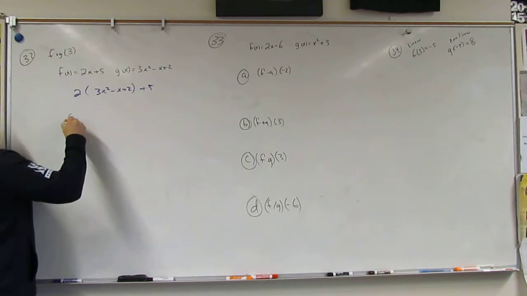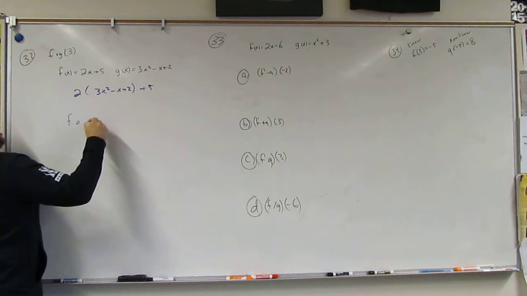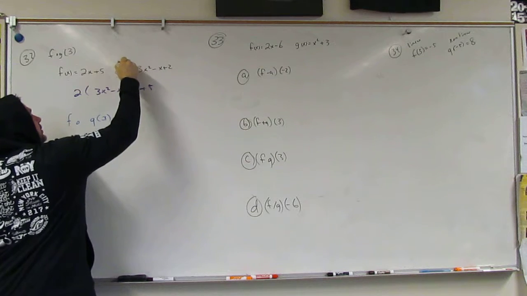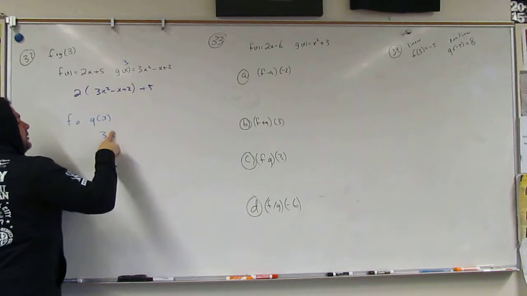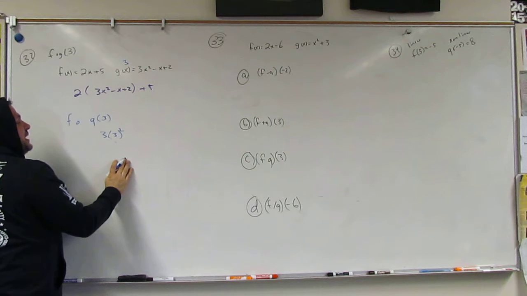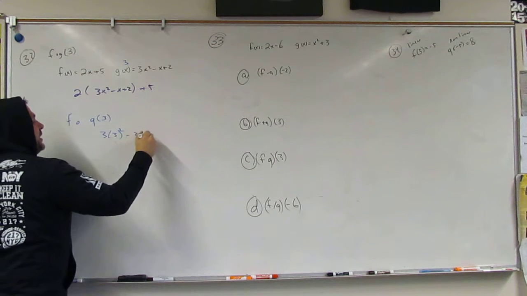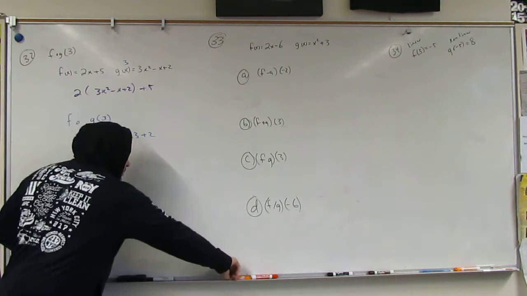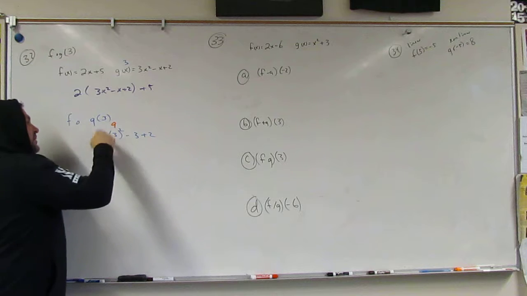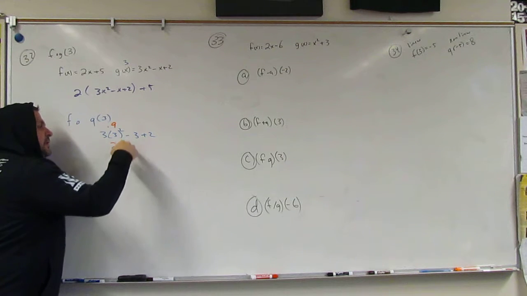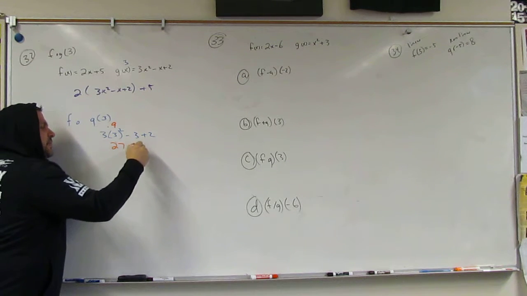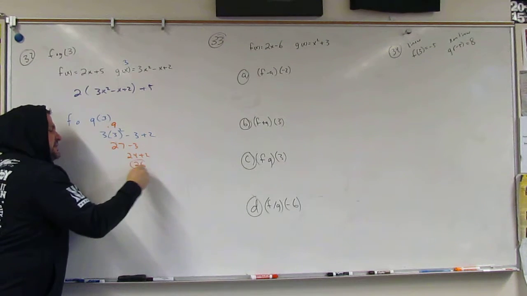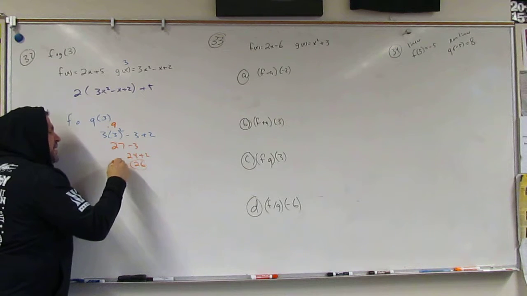All you have to do is go F of G of 3. What that means is, what's G of 3? That's 3 times 3 squared, right? Minus 3 plus 2. What's 3 squared? That's 9. What's 3 times 9? 27. Minus 3? 24. Plus 2? 26. That's it. So that's G of 3.